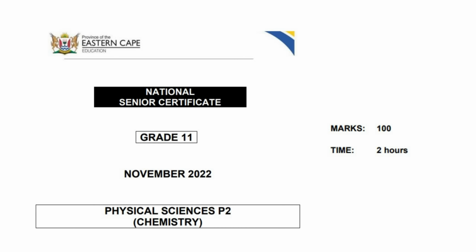Hello everyone, so here we have a Eastern Cape, grade 11, November 2022, physical science chemistry exam. It is 100 marks and should take you 2 hours. You can download it by clicking the link below, and then you can fast forward to the specific parts that you need to practice. Or you can just go through the whole thing with me.